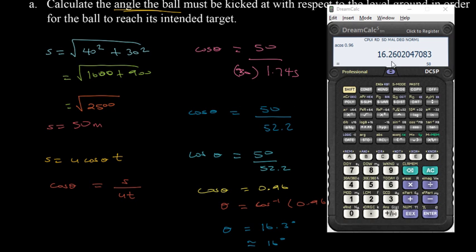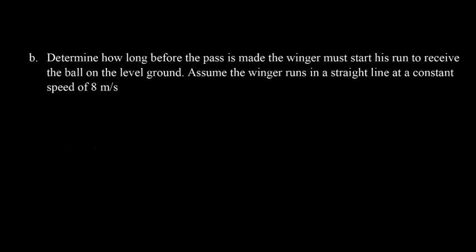So now, let's see what's next. Next it says we're to determine how long before the pass is made the winger must start his run to receive the ball on the level ground. And we're assuming that the winger runs in a straight line at a constant speed of 8 meters per second. So again, we have our situation right here.